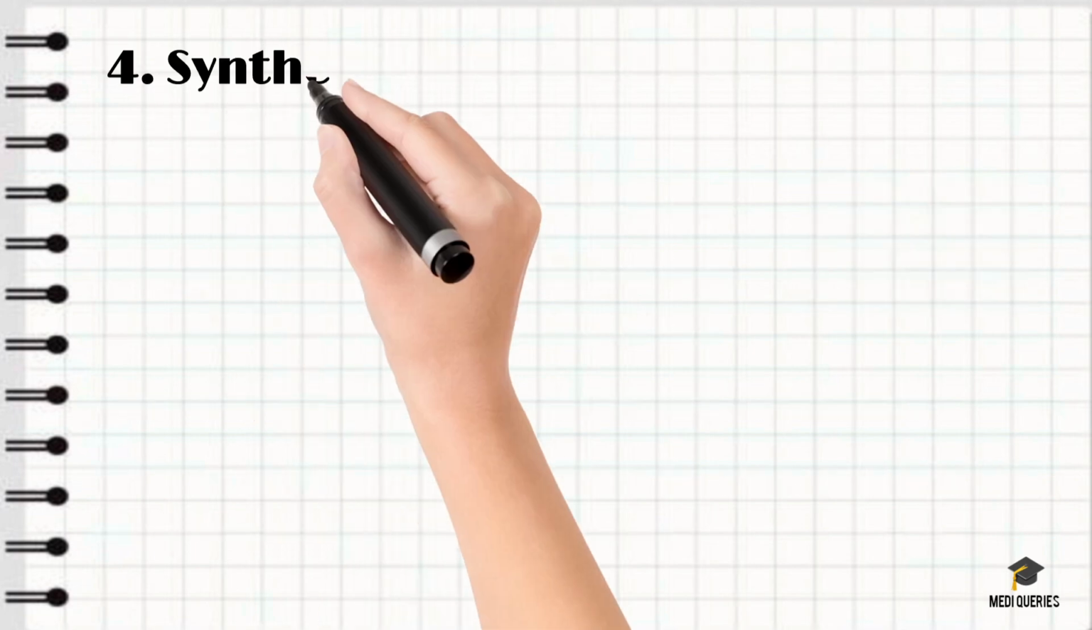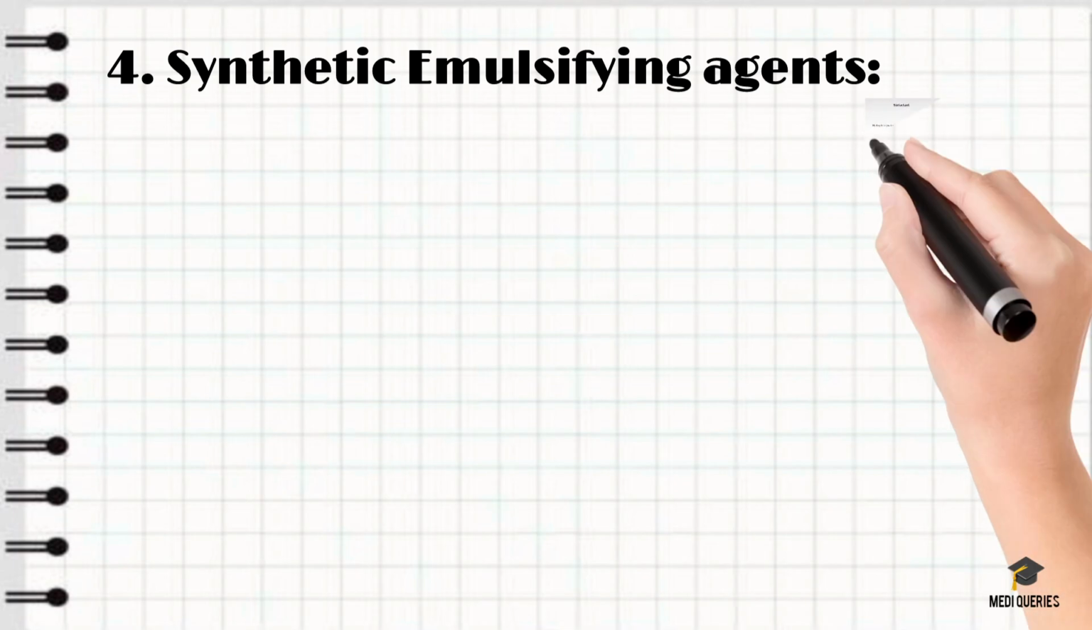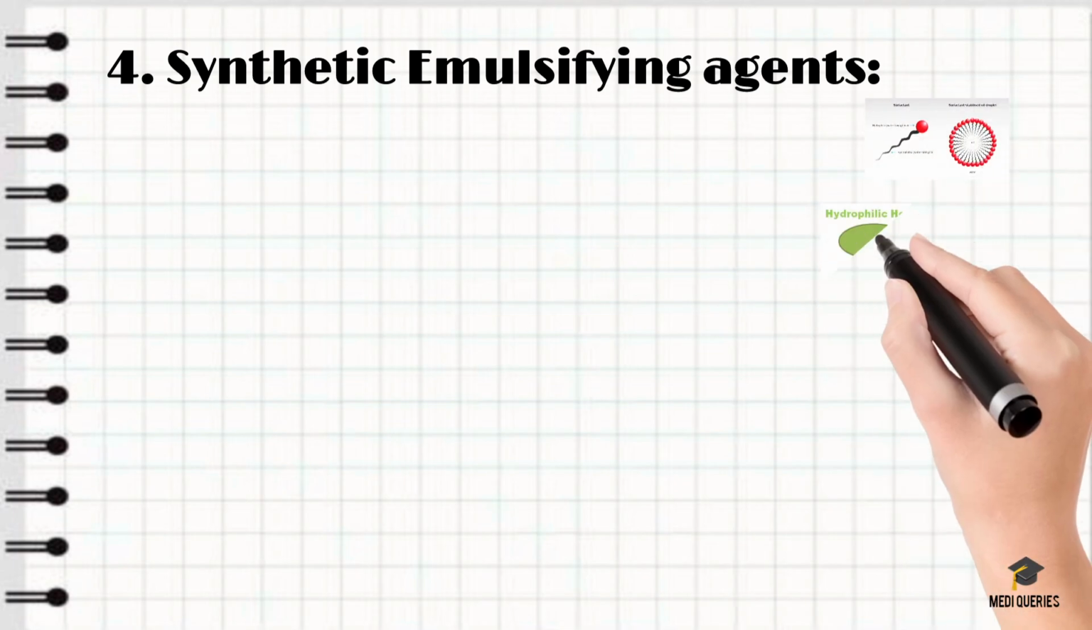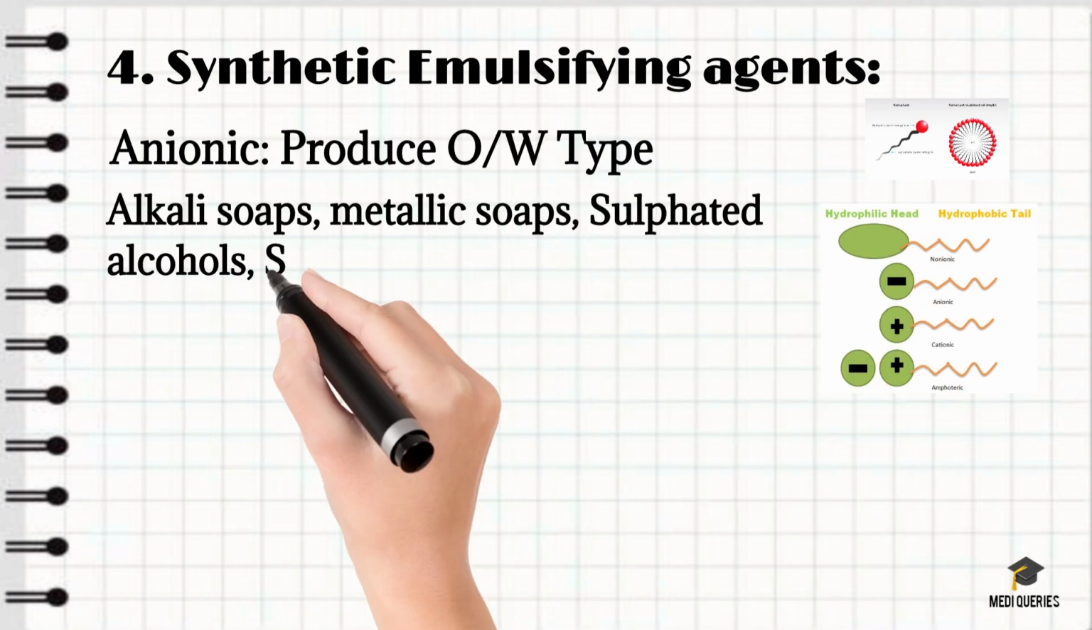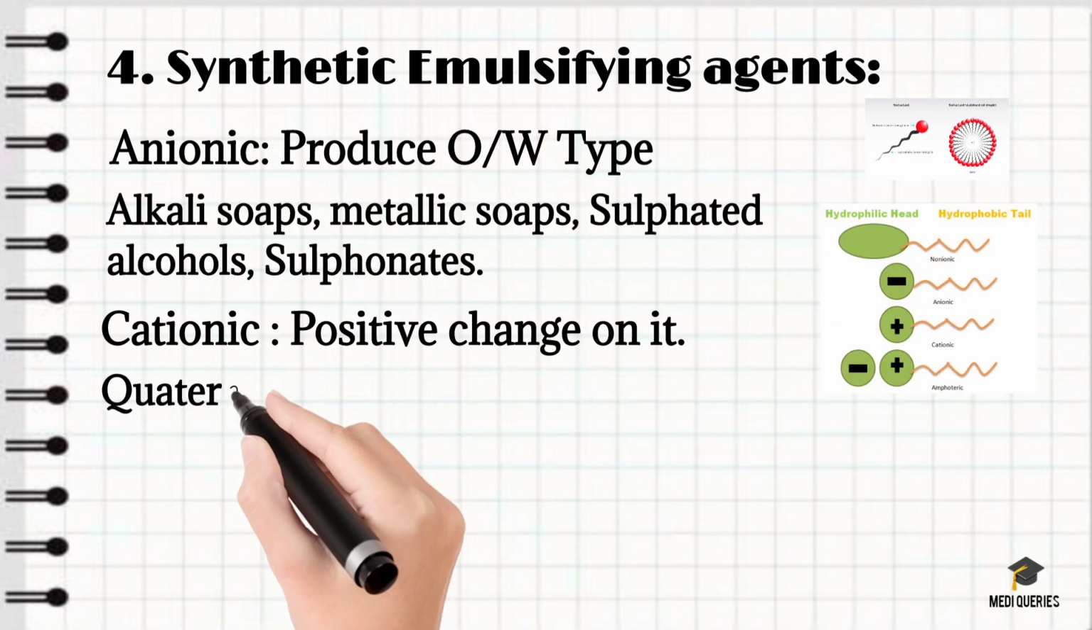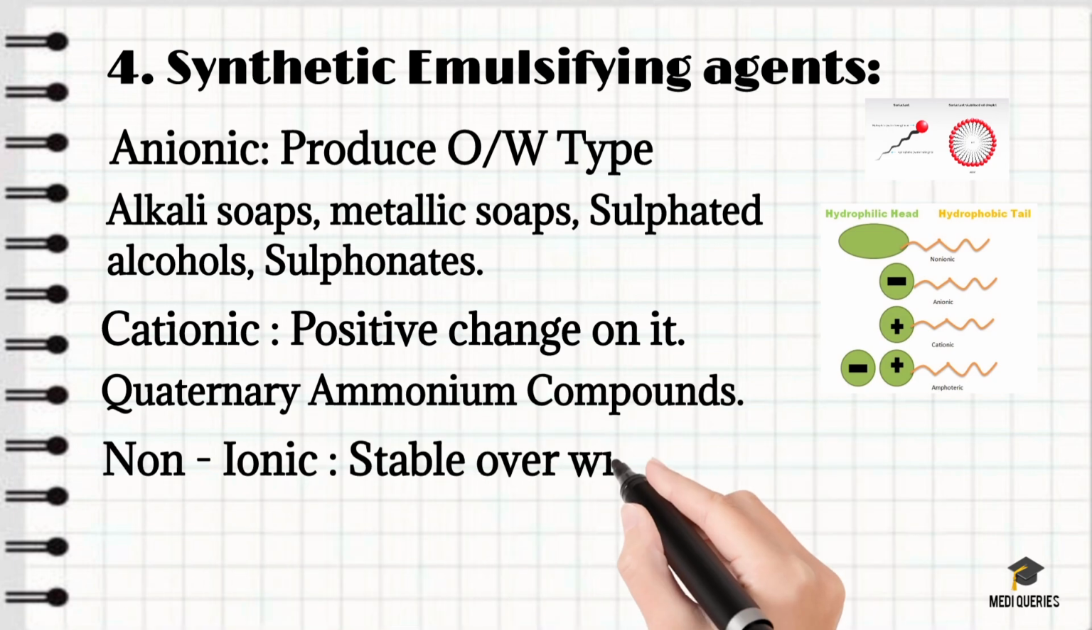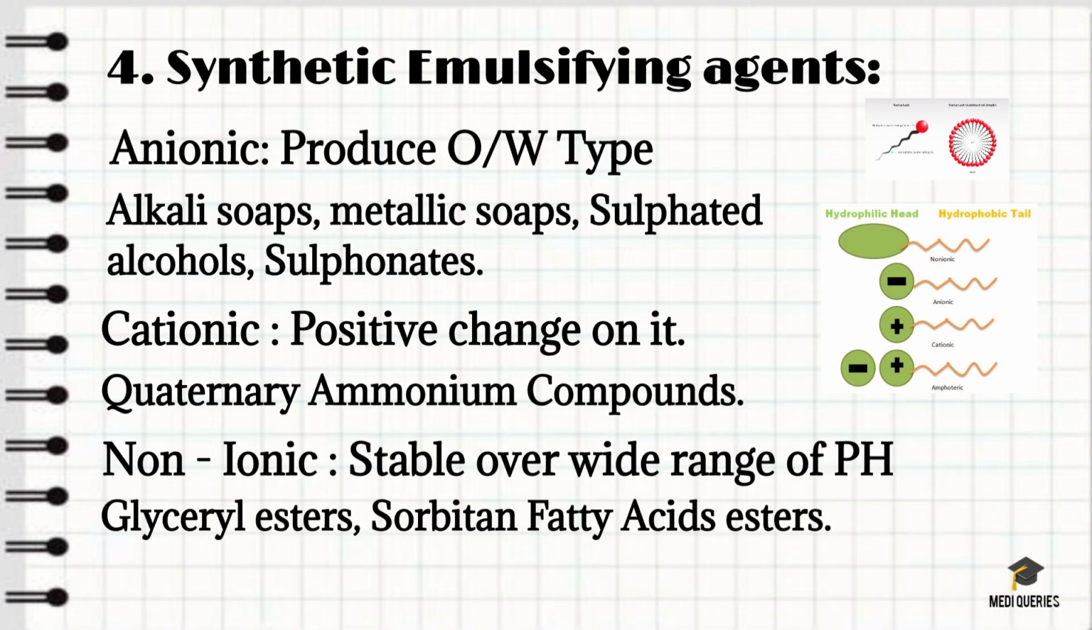The next type of emulsifying agent is the synthetic ones. Examples are anionic, cationic and non-ionic derivatives. So the anionic, cationic and non-ionic surface active agents are used as emulsifying agents. First one is the anionic one. Various alkali soaps, metallic soaps, sulfated alcohols and sulfonates are used as anionic emulsifying agents. The soap emulsions are used for external applications. Sodium lauryl sulfate is commonly used as an emulsifying agent among the sulfated alcohols. It produces O/W type of emulsion.